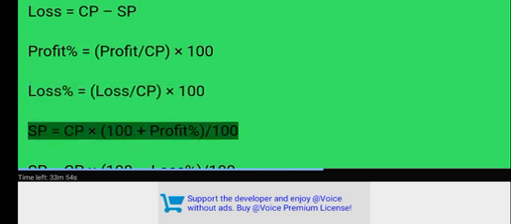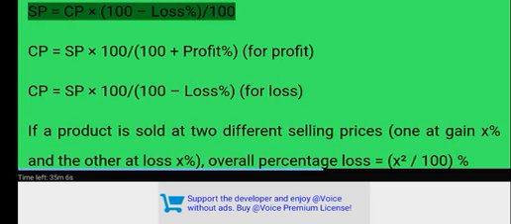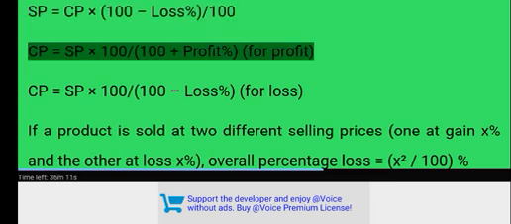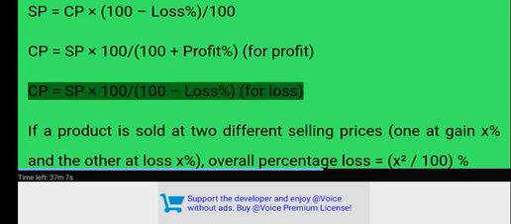SP equals CP times (100 plus profit percent) divided by 100. SP equals CP times (100 minus loss percent) divided by 100. CP equals SP times 100 divided by (100 plus profit percent) for profit. CP equals SP times 100 divided by (100 minus loss percent) for loss.